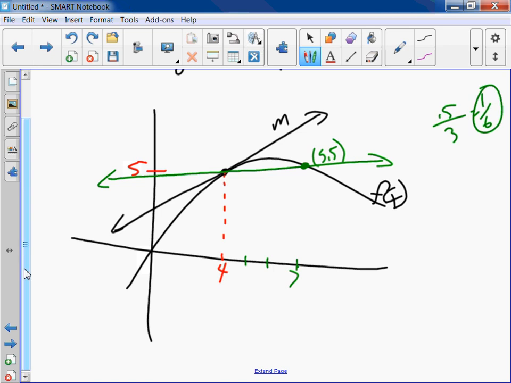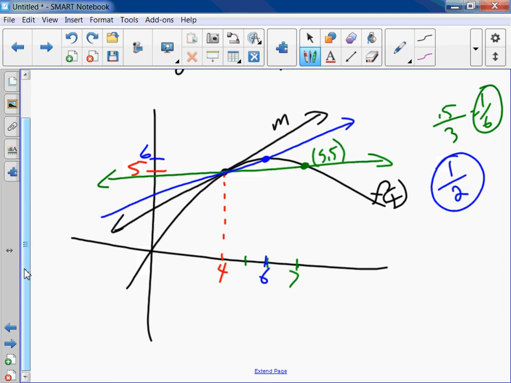Well, what if I came closer? See this one. And let's say this is 6. So that's the point 6. So what would the slope of that one be? That would be 6 minus 5, which is 1, over 6 minus 4, which is 2. So the slope of that secant line is 1/2.